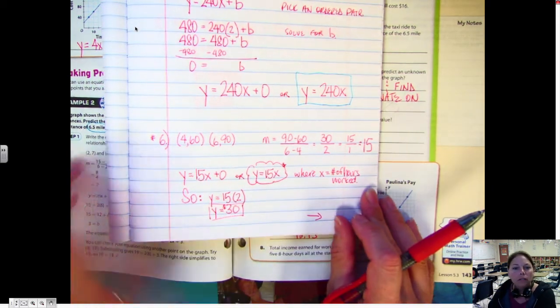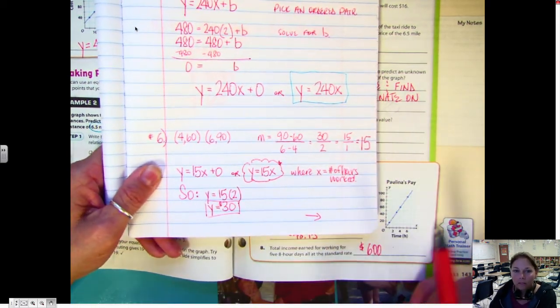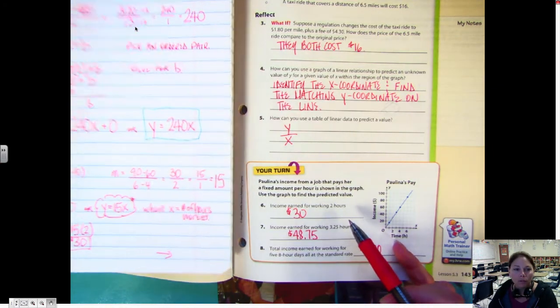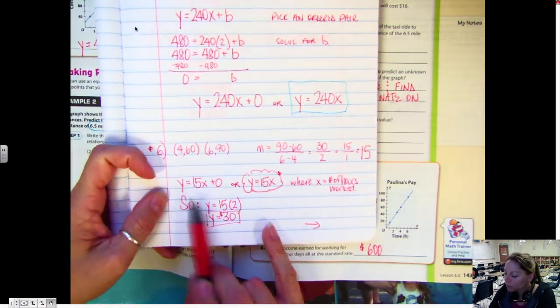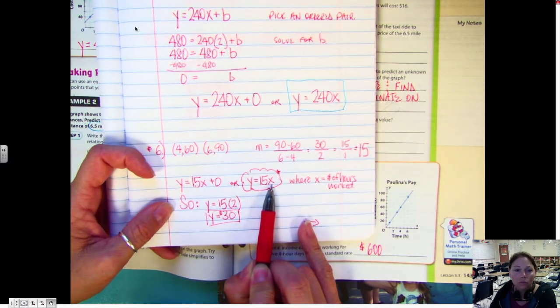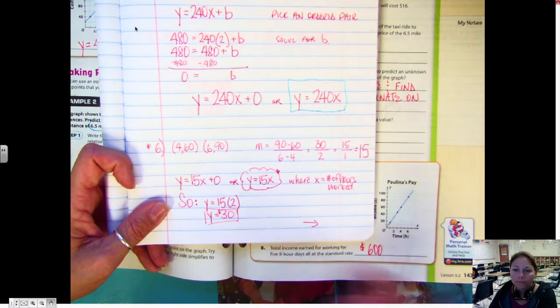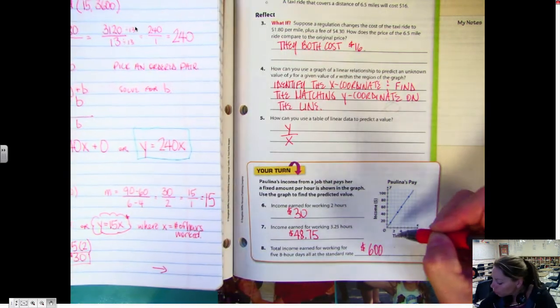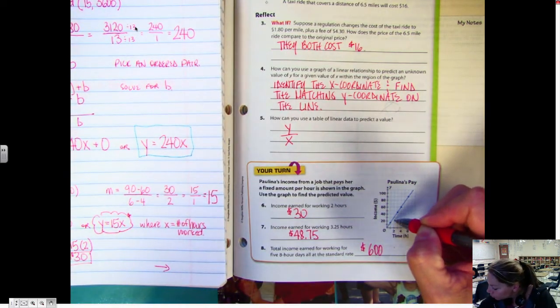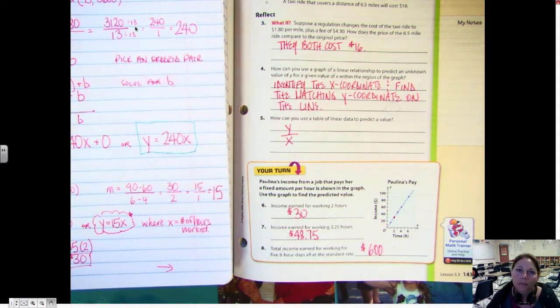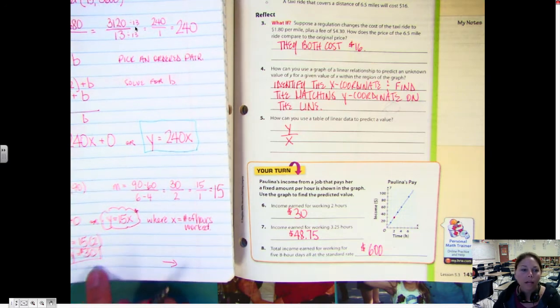And then I could use that information on number 6 to determine the income worked for 2 hours. So at first I created my equation, and then I substituted 2 in for x, which is my number of hours worked, and I was able to get 30. I could have also used the chart and said after 2 hours, I made $30. That's probably the easier way, but this is more mathematically valid.